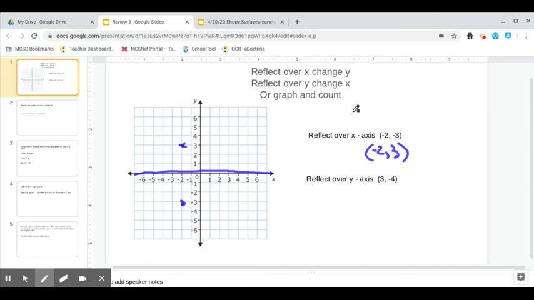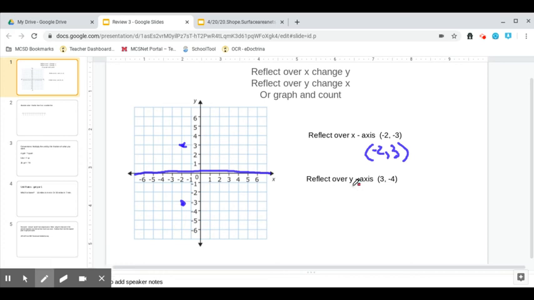Let's see how our rule worked out. It says reflect over x. We change the y. The y was -3. It became 3. The x is the same. So you can do this and count, or remember the rule, reflect over x, change y. Now let's look at another one. Let's change this to a red.